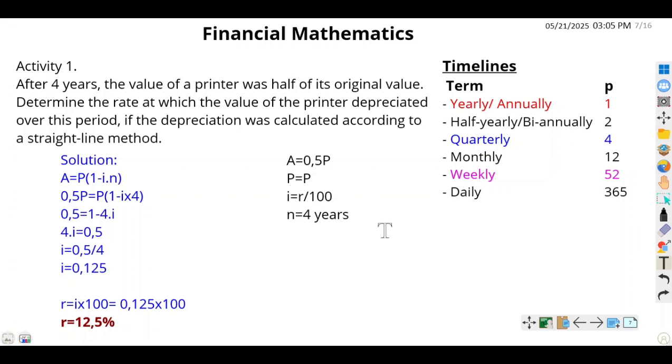Okay, so after 4 years the value of a printer was half of its original value. Determine the rate at which the value of the printer depreciated over this period, if the depreciation was calculated according to straight line method. So what do we know when they say straight line method? It's a simple interest decay, meaning we're going to use this formula. Simple interest decay is similar to the formula for simple interest investment. The only difference is that it's a minus here instead of a plus.